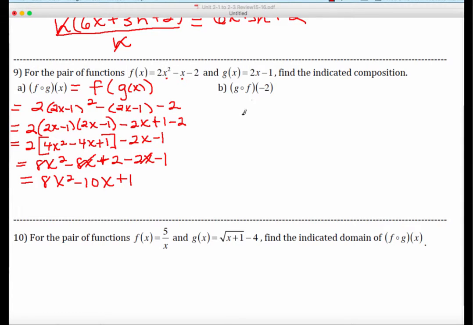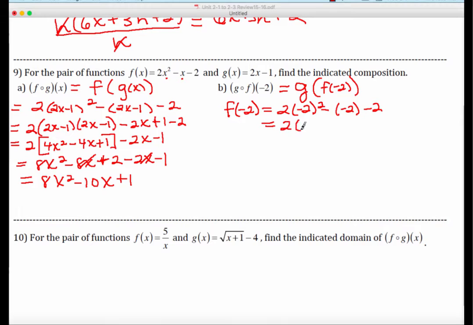All right, let's go ahead and find g of f of negative 2, and that is equal to g with f of negative 2 subbed in. I'm going to do f of negative 2 all by itself. You can do the notation differently if you want to, but I like to separate the problem into two steps. So I'm going to take 2 times negative 2 squared minus a negative 2, and then minus 2. And then I get 2 times positive 4 plus 2 minus 2. Those two 2's cancel out, and I get 8.